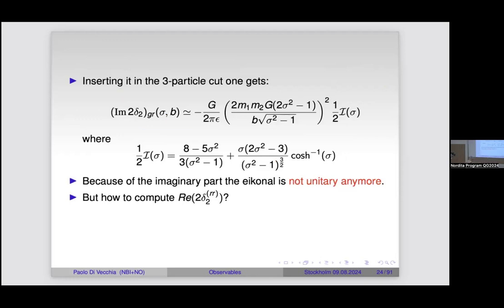And then you do the calculation, and that's what you get in terms of this function I of sigma. And because of the imaginary part, the eikonal is not unitary anymore. So we compute the imaginary part of delta 2, but we want to compute the real part because that gives the observable.